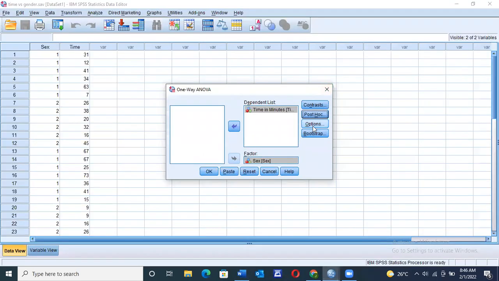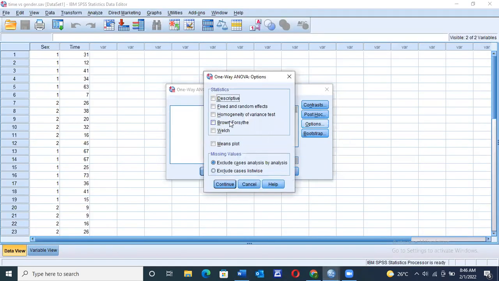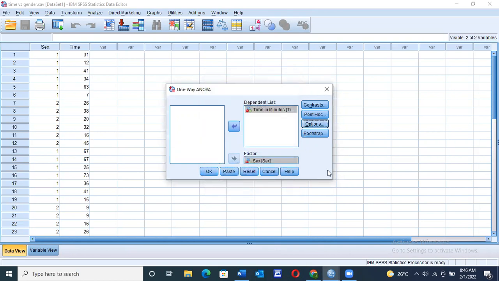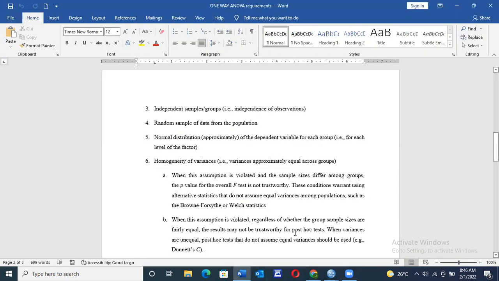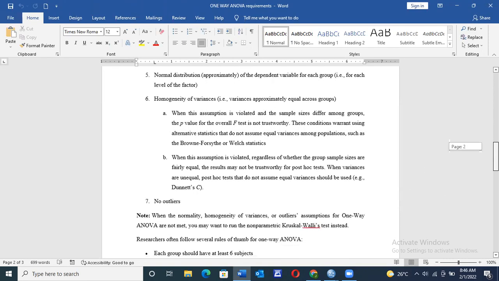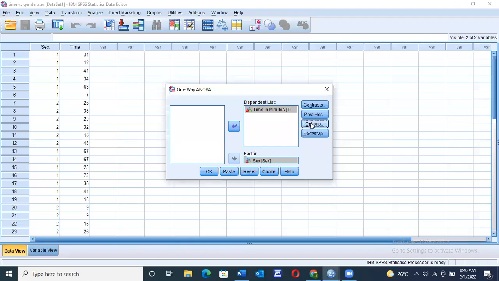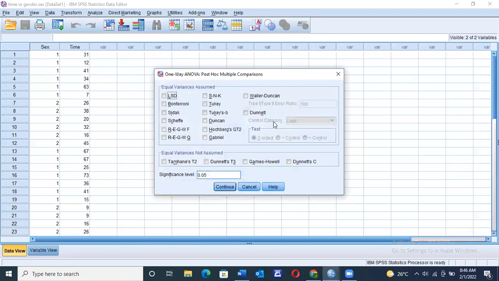So in this case, we have the options here. You can either use the Brown-Forsythe, or you can use the Welch just to correct the p-value when the equal variance is not assumed for that particular analysis. So when the assumption is evaluated, regardless of whether the group sample sizes are fairly equal, as I indicated earlier, you can use the Dunnett's C or the Dunnett's T3. Here, when equal variance is not assumed, you can use the Dunnett's T3 or Dunnett's C.